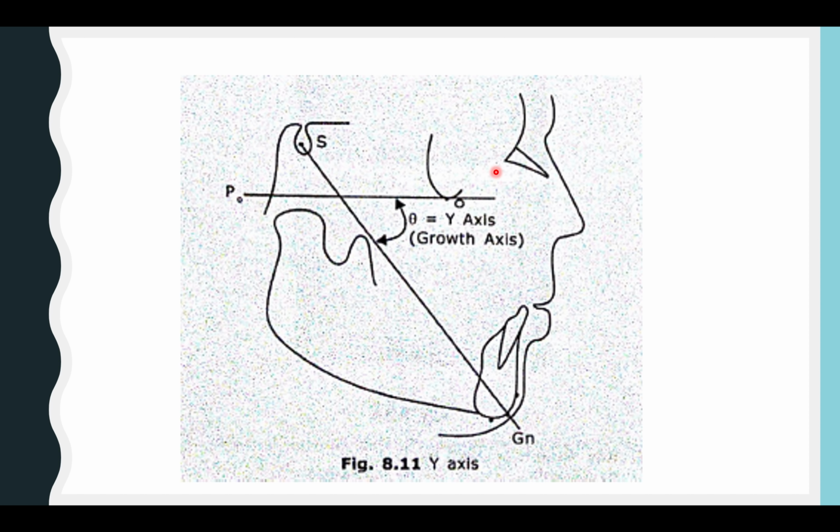So questions can be asked like the growth axis, and the points used in the growth axis: gnathion, sella. Okay, and in the Ricketts analysis, from the PTM also they will draw a line to the gnathion and construct the growth axis. That is also the y-axis only. Okay, so 2 points are used, one is from sella to gnathion or one is from PTM to gnathion. The average value is 59 degrees. Greater value shows a vertical growth pattern, lesser value shows a horizontal growth pattern.